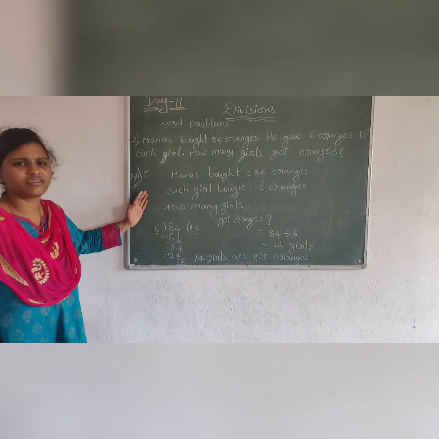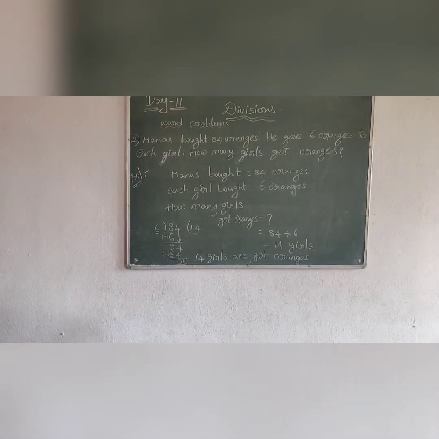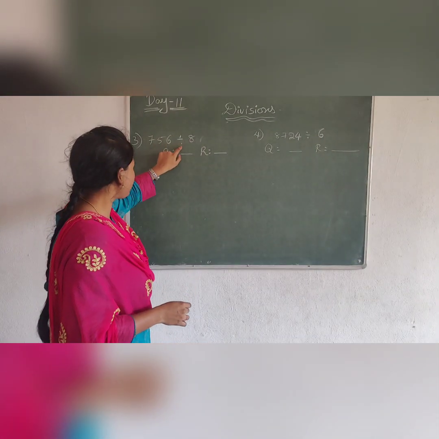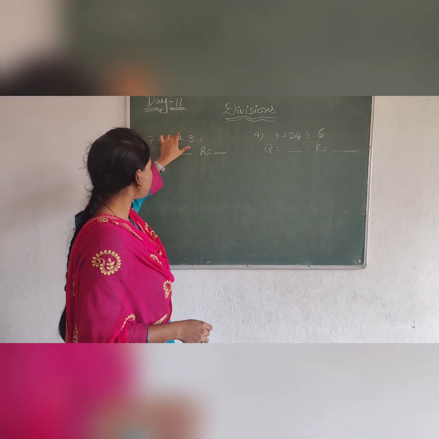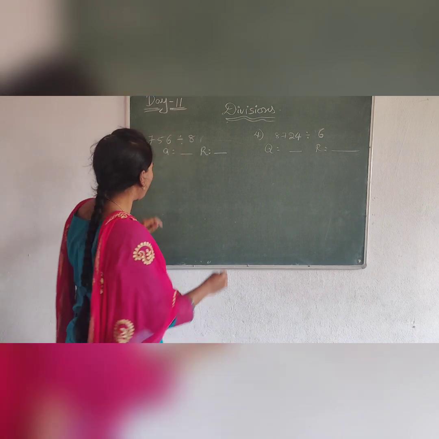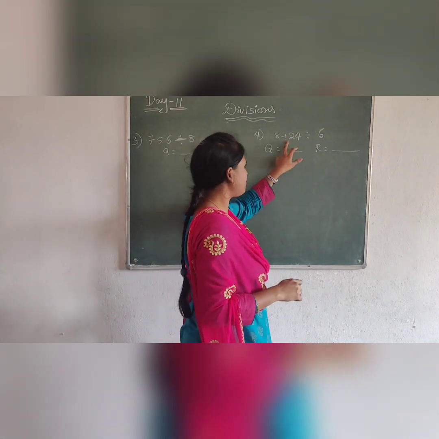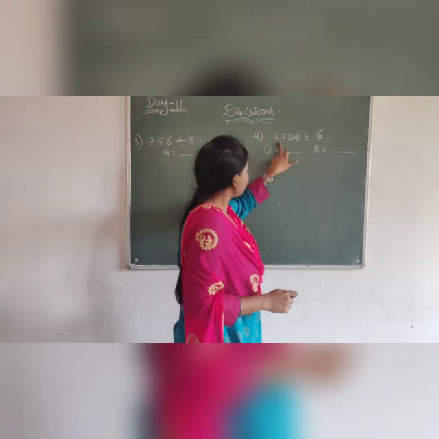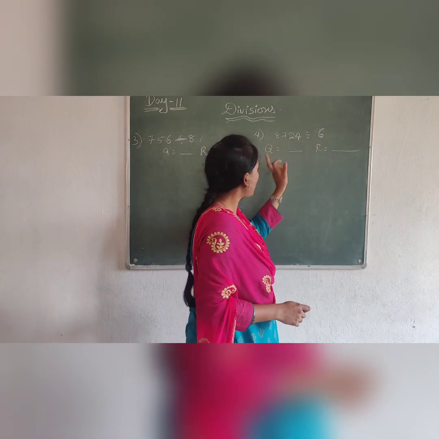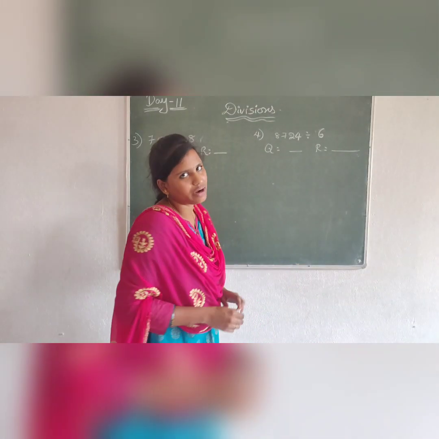Understood, children? Once all of you note down this question. All of you see the question. 756 divided by 8. What is the symbol? Divided by. 756 divided by 8. Quotient equal to how much? Remainder equal to how much? That means dash. Next, the second question is 8724 divided by 6. Quotient equal to dash. R means remainder equal to dash.